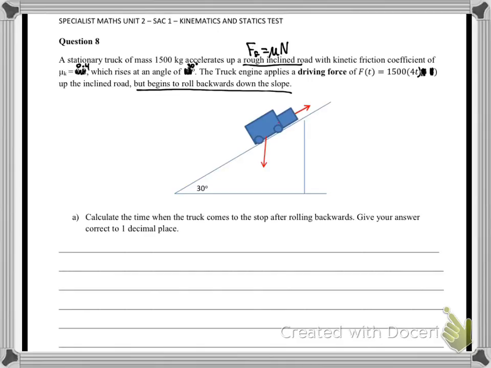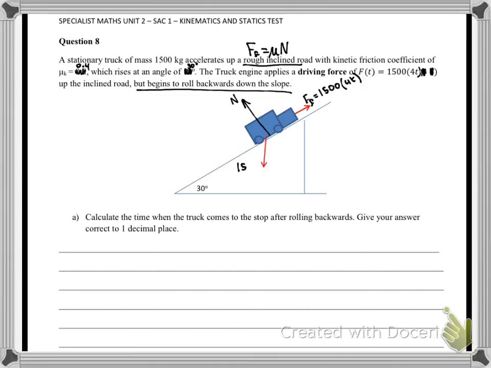Okay, so let's consider this one. The truck engine applies the driving force up the inclined road. However, what happens is that the truck begins to roll backwards down the slope. So let's calculate the time it takes when the truck comes to a stop after it's rolling backwards. It's going to roll down and then go forward. So what's the time it takes for it to come to a stop?